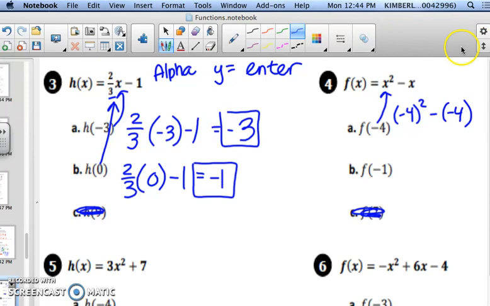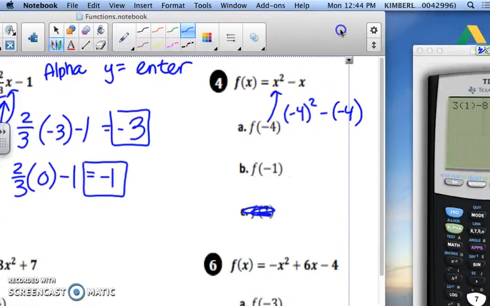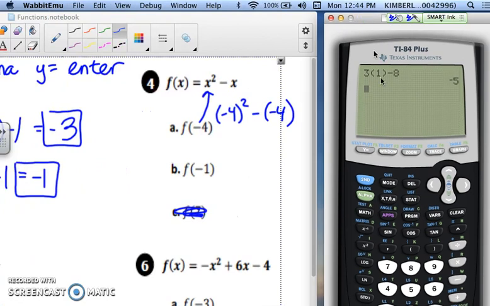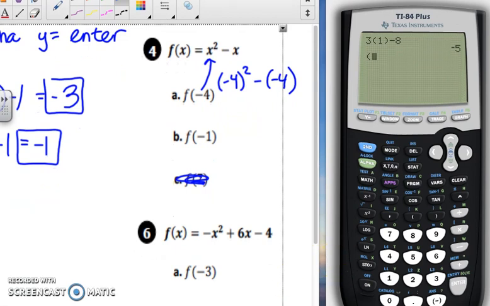Okay, so let's try typing that in. I'll show you how to do that. So you would hit parentheses, -4. Okay, you can choose to raise it with this little button over here, or you could hit the squared button. I'm going to raise it to the 2. And then I'm going to hit subtract, parentheses, -4. Okay, so you should have gotten 20. So that answer would equal 20.